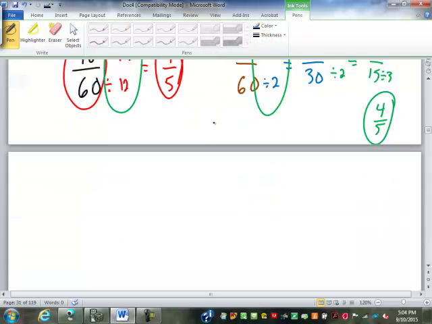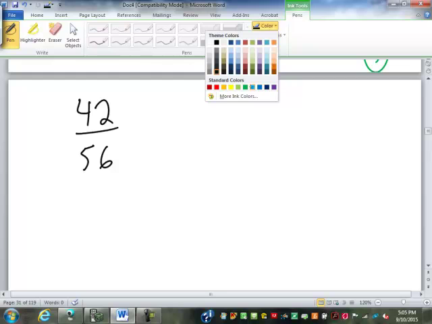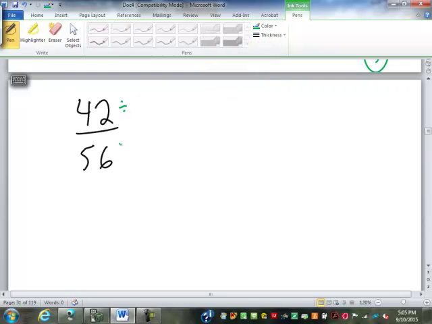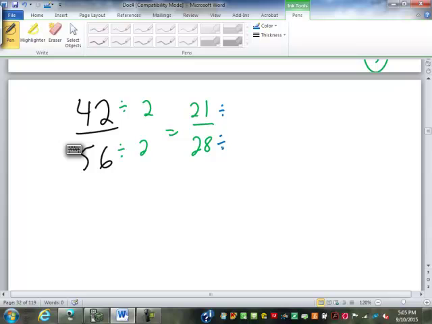So if I want to reduce 42 over 56, what can both of those be divided by? Well, 10, no. 5, no. 2 would give me 21. Divided by 2 would give me 21 over 28. Is there anything else? 7. Very good. 21 divided by 7 is 3. 28 divided by 7 is 4.